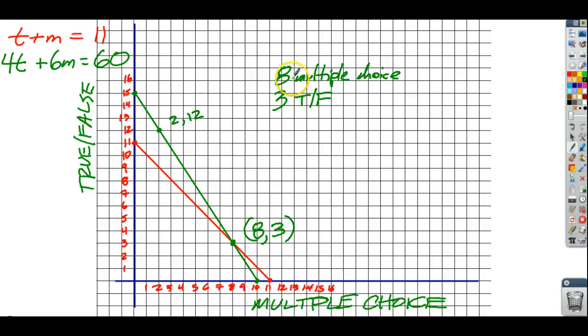And let's see, if multiple choice questions are worth 6 points each, 8 times 6 would be equal to 48 points. True false questions are worth 4 points each, so that's going to equal 12 points. When I add these together, I end up with 60 points. So when I have 8 multiple choice and 3 true false questions, together it's going to add up to 60 points, and that's my 11 questions.